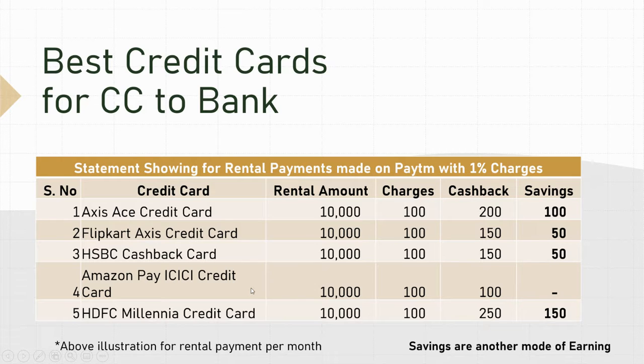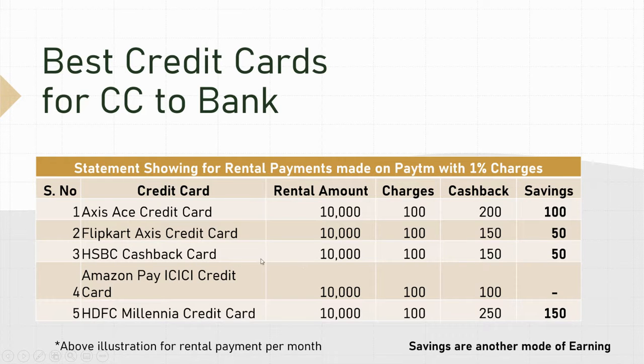Let us suppose we use the Axis Ace credit card. This card comes with 2% cashback, and the cashback would be 200 and charges would be 100, and we would be in a profitable position of 100 rupees. And the Flipkart Axis credit card, for all other spends, the cashback category comes under 1.5%, the cashback would be 150 rupees, charges would be 100 rupees, and the savings would be 50.